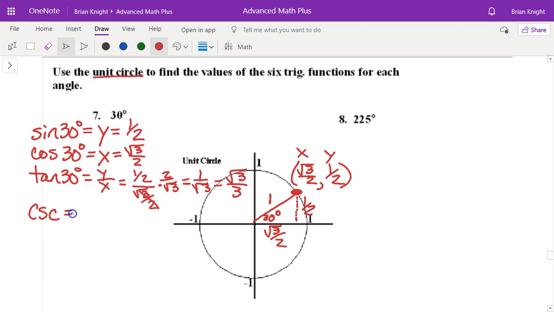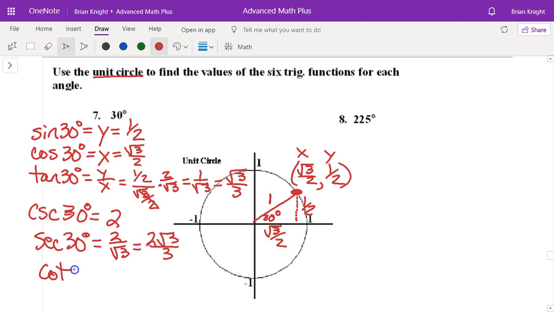Same thing we've been doing. What am I going to do? Flip what? Sine. Sine was 1/2, so what's the cosecant? 2. Secant of 30. I flip the cosine, which was square root of 3 over 2, so that's going to be 2 over square root of 3. So again, quick and easy way, move your square root of 3 to the top, take the square root off the bottom. So 2 square root of 3 over 3, and then cotangent of 30.